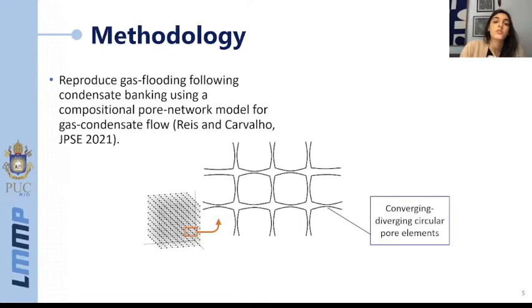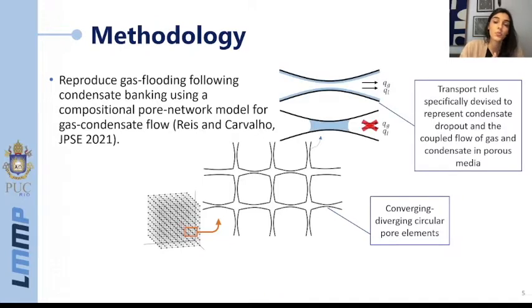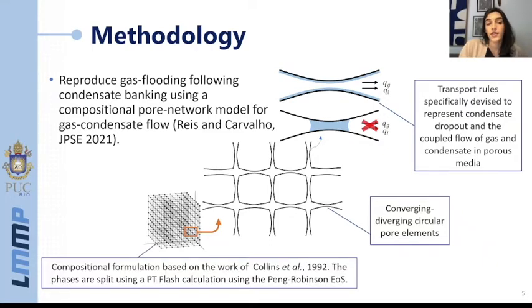And some of the highlights of this model are, first, the geometry. We formed the porous medium with convergent, divergent, circular pore elements. In those pore elements, we devised some transport rules specifically to represent condensate dropout and the coupled flow of gas and condensate in porous medium. And finally, the compositional formulation was based on the work of Collins and others in 1992. And in this formulation, we've implemented a flash calculation using the Peng-Robinson equation of state.